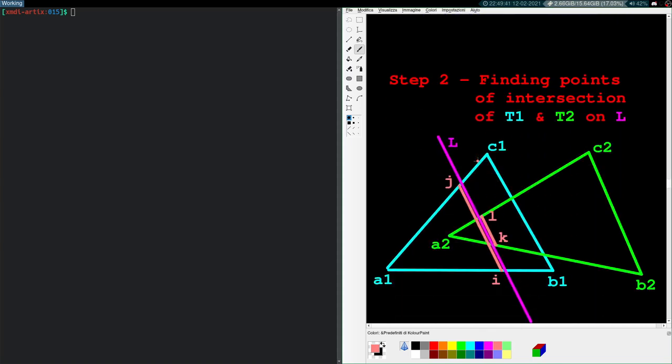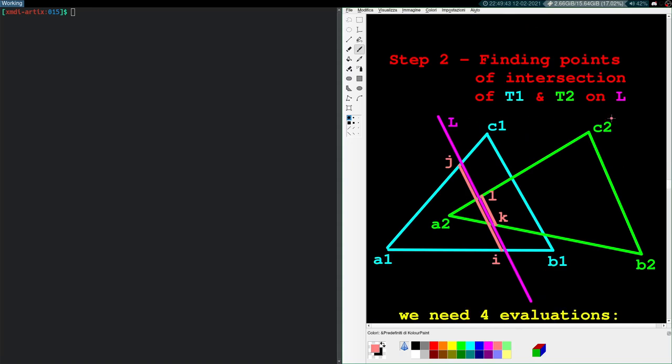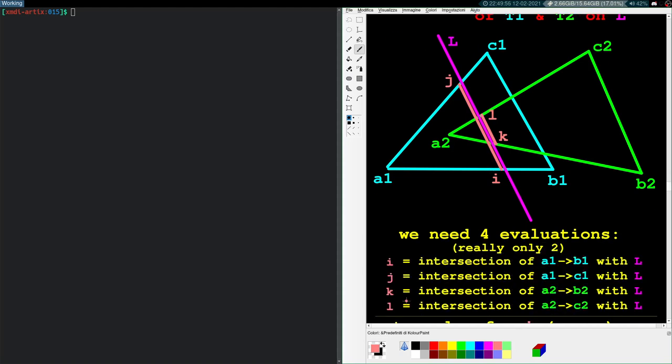Now, step 2, once you have line L quantified like we do, you want to find the intersection of T1 and T2 on line L. That's the intervals here, IJ and KL. So you're basically evaluating 4 things, but really only 2, like I said before, because you only care about the center 2 of these evaluations. So here you care about K and L. So you want 2 of these 4. So I is the intersection of A1, B1 with L, and so on.